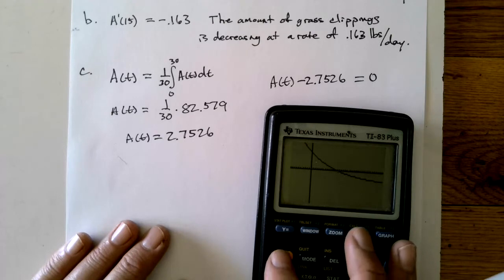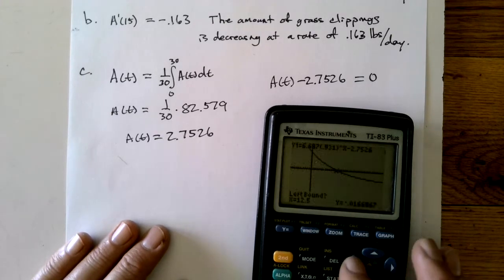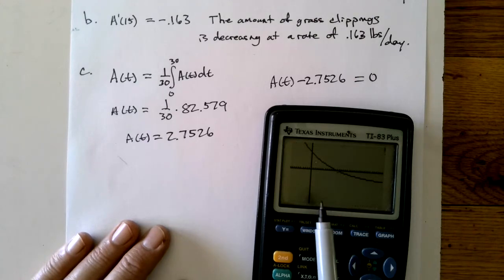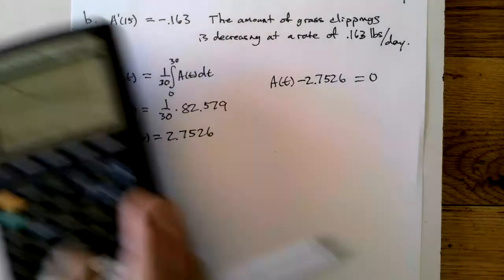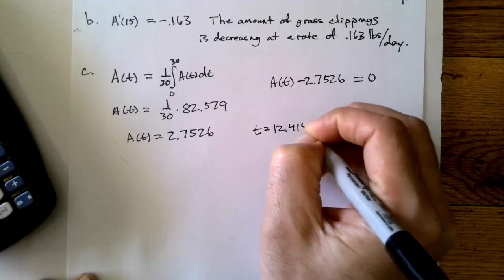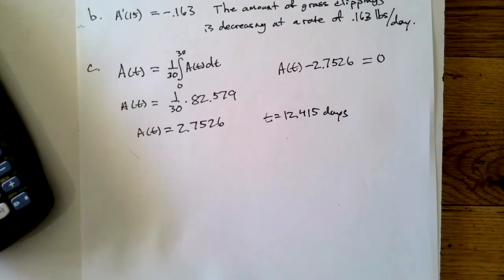How do we find that spot? We find the 0. So I could calculate number 0, or number 2 for 0. Left bound, enter. Right bound, enter. I get a grand total of 12.415. Time equals 12.415 days. That's a cool problem right there.